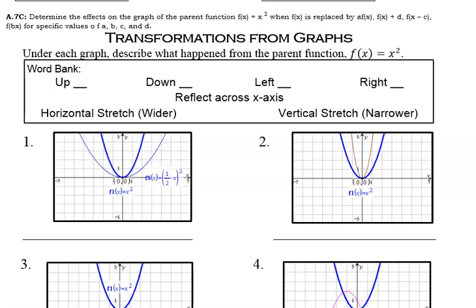Okay, let's look at this first page, transformations from graphs. So we're looking at the parent function is the darker one, and then the offspring function is the new thinner line. So from there, it looks like it got wider. So we're going to say it's a horizontal stretch. And we'll also put wider in the parentheses.